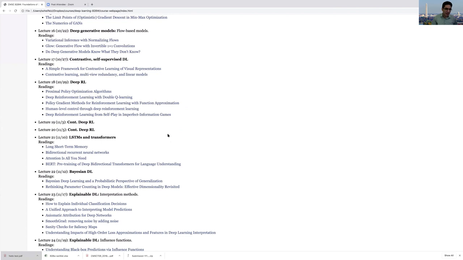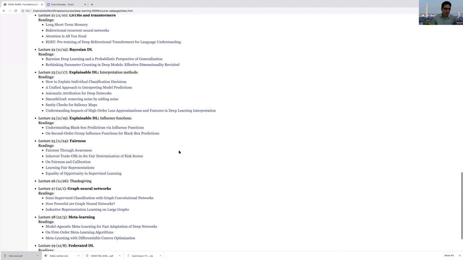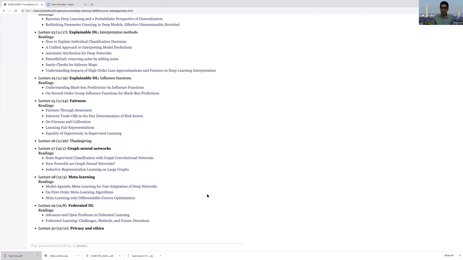And we'll have one lecture on attentions and transformers and LSTMs, Bayesian deep learning, explainable deep learning, fairness, graph neural networks, meta learning, federated learning, privacy and ethics. So as you can see, this is a very long list of topics.